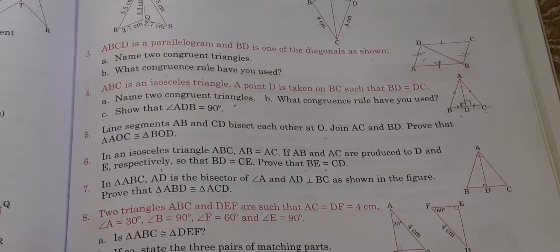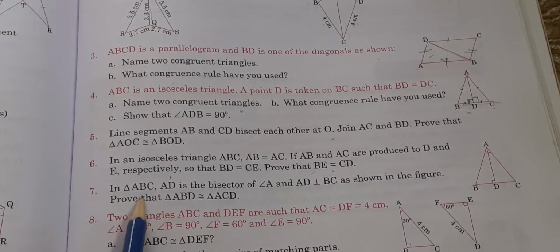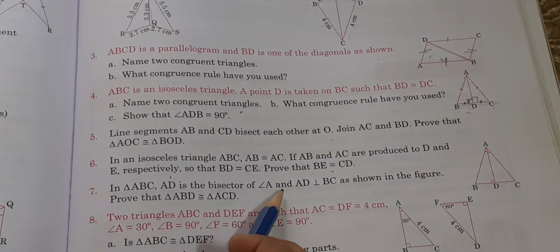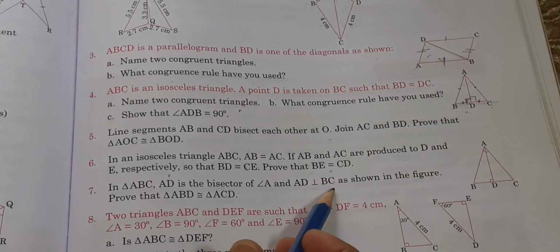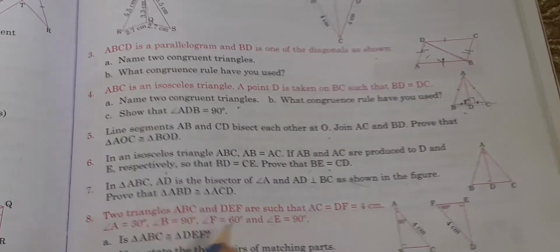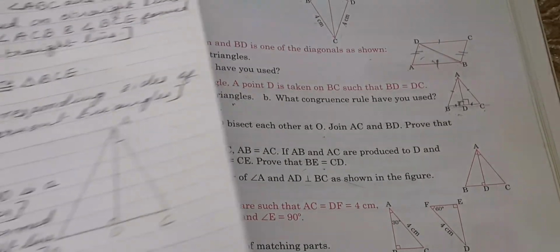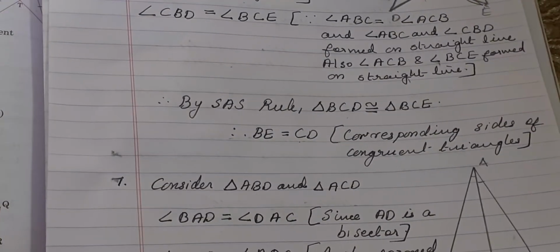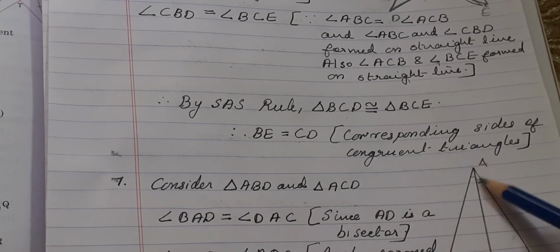Okay, now next, seventh question from the exercise. In triangle ABC, AD is a bisector of angle A and AD is perpendicular to BC as shown in the figure. Prove that triangle ABD is congruent to triangle ACD. Similar to before, you can prove it yourself. Consider triangle ABD and ACD.